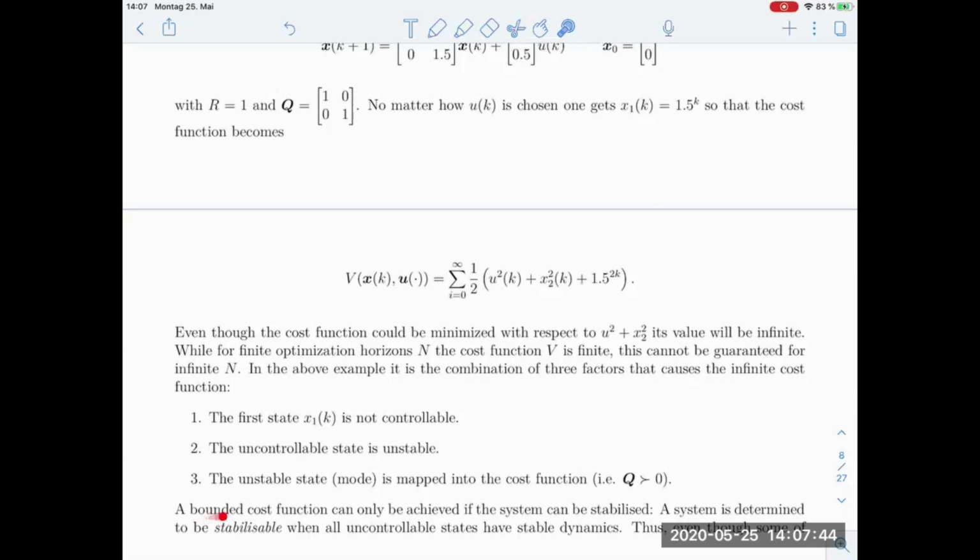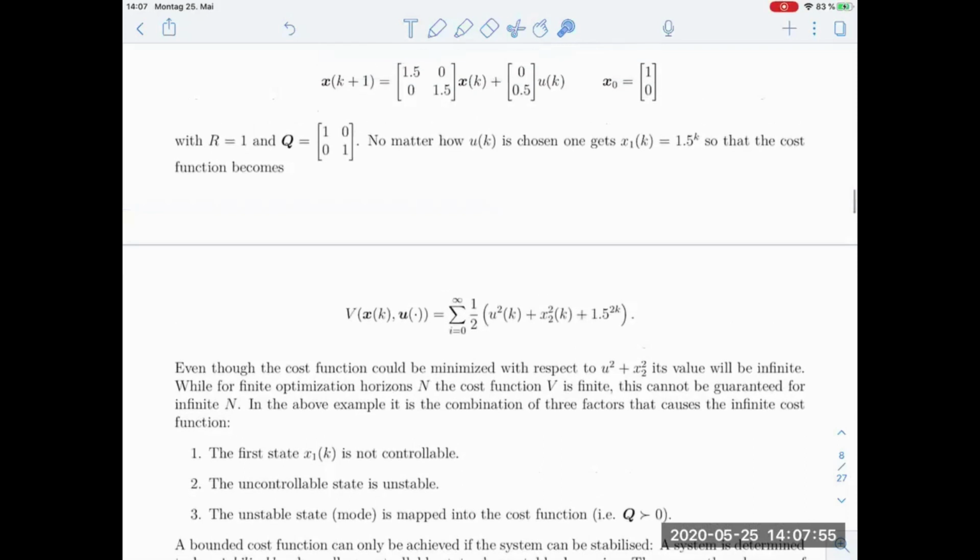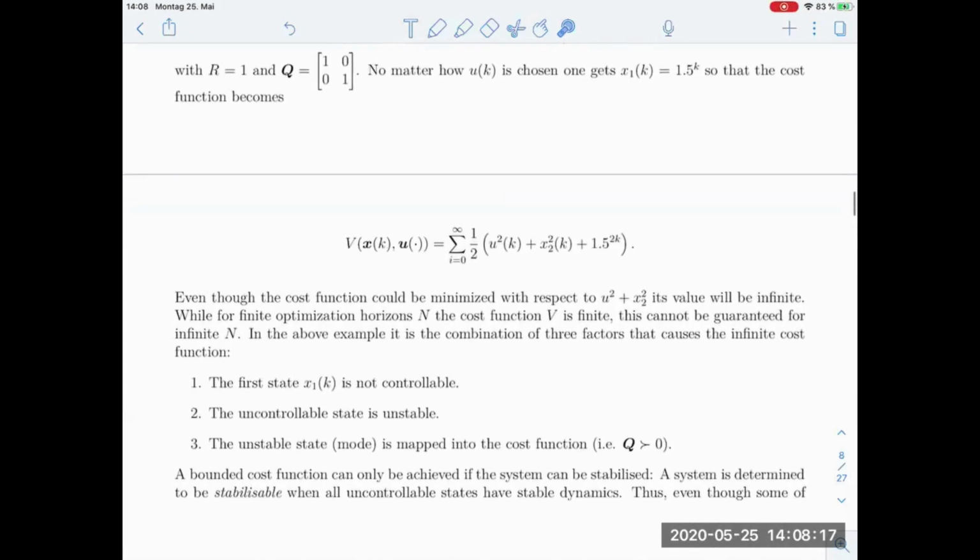And to achieve a bounded cost function is only possible if the system can be stabilized. That means that we can access all unstable modes in the system, and also if the cost function also shows up all these instabilities. Otherwise, we do not get really the specifications into our optimization problem to do something against the unstable mode. So each unstable mode that we want to stabilize, of course, has to be mapped into the cost function, which we will call detectability.